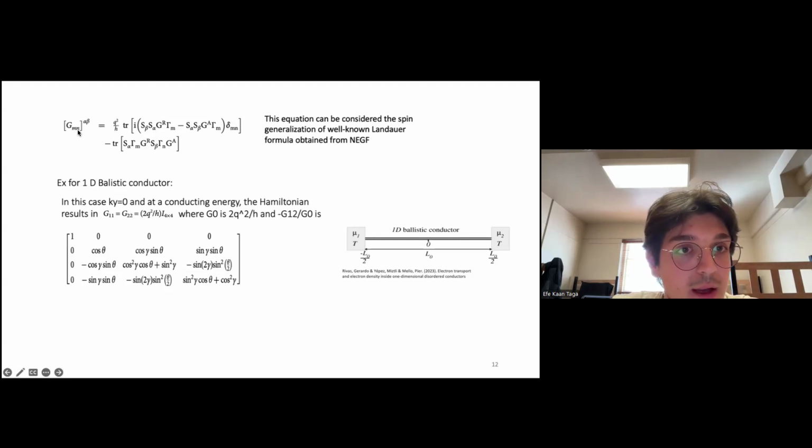say. And for example, for a one-dimensional ballistic conductor, as you can see in the right-hand side figure, in this case the y wave function is zero because it's one-dimensional, and the conducting energy, the Hamiltonian, results in G11 = G22 = g0 times I, where g0 is 2q squared over h, and minus g1 over g0 is given by this matrix.